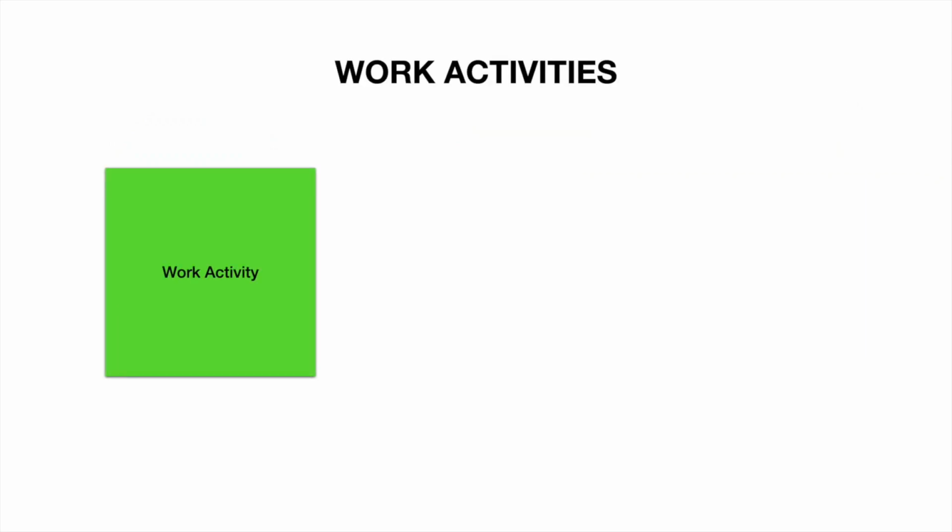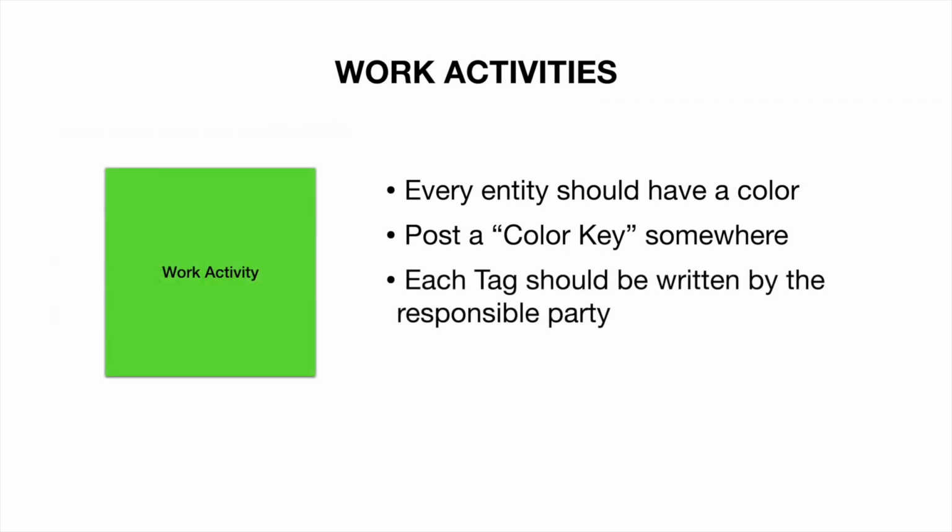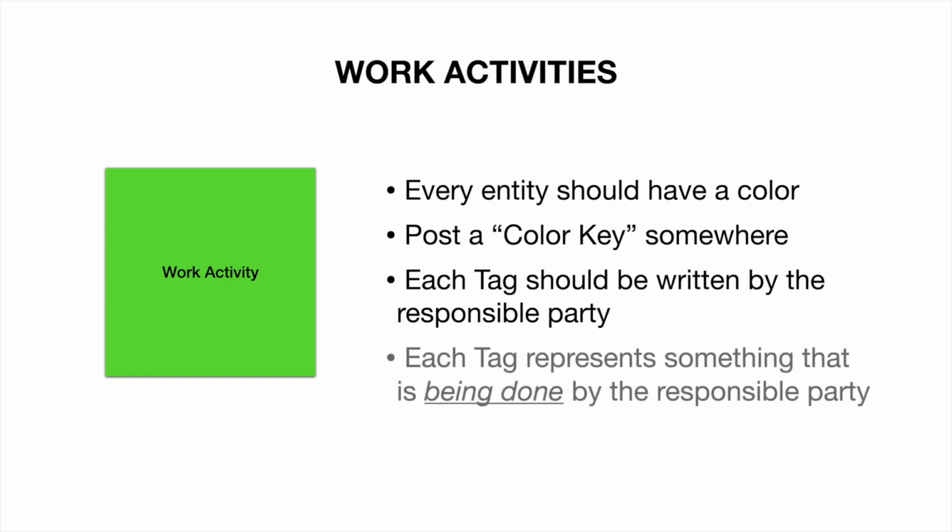And speaking of activities, every entity who has work that helps release or complete a milestone should have their own tag color. This includes trade contractors, designers, the general contractor, and even the owner. And it's good to have a color key that's easily accessible and on the wall so everyone knows what color they are. And each activity tag or post-it should be written by the responsible party, saying something that that company is doing for the project to help get us to the upcoming milestone.